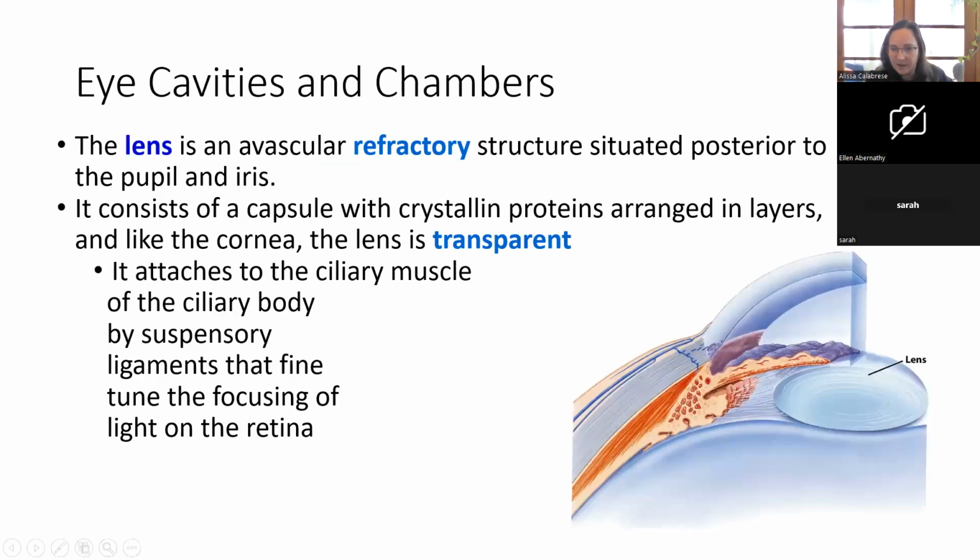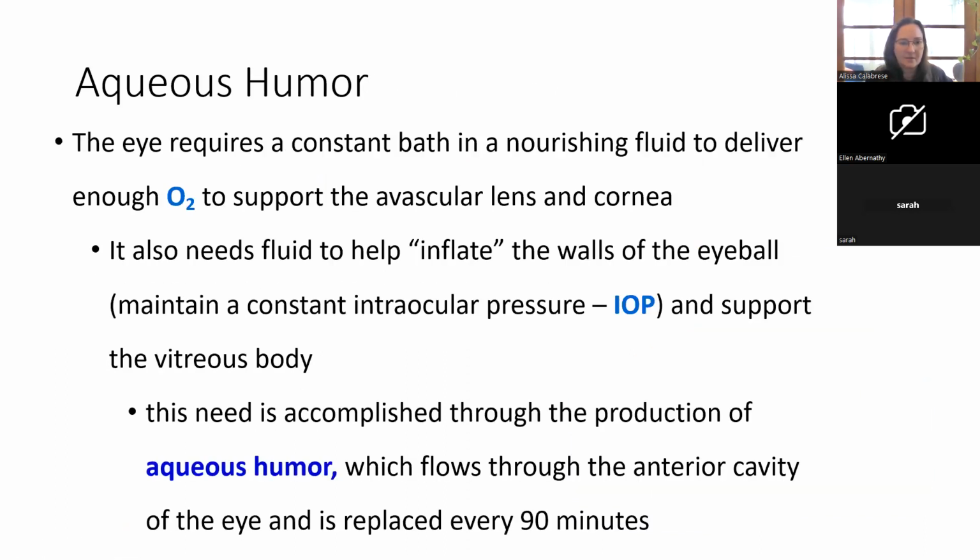All right, so I already mentioned the lens there. So again, this is the structure here that sits right in the pupil, essentially, in that hole between the boundaries of the iris. And that's responsible for bending the light onto the retina appropriately.